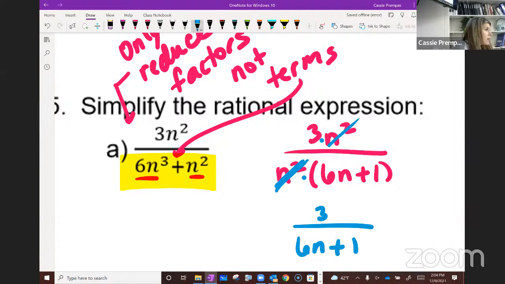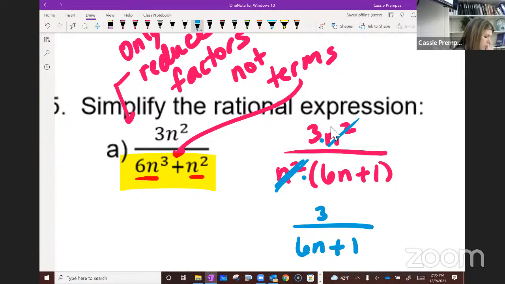So it is a term as 1, but 3 and n squared are factors because they're being multiplied. So as one whole unit, it's a term. But if I look at the pieces of the term, the factors make up the term. 6n cubed, but it makes up one term. A term is composed of factors.